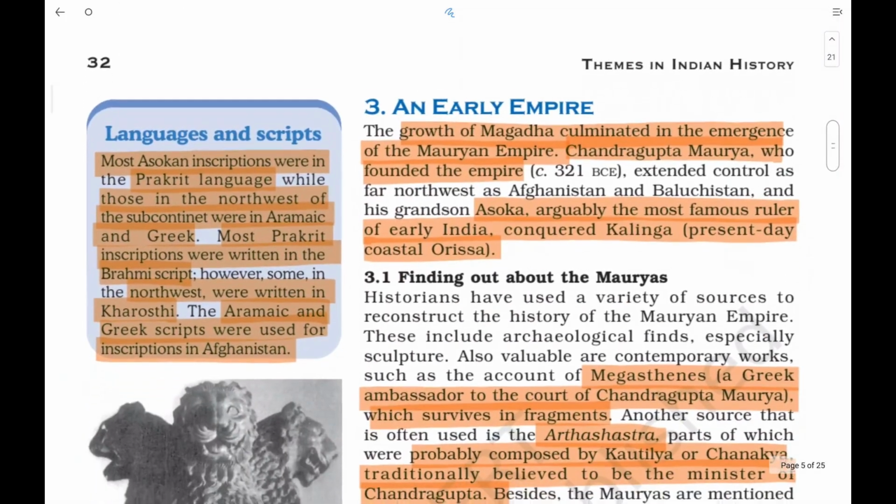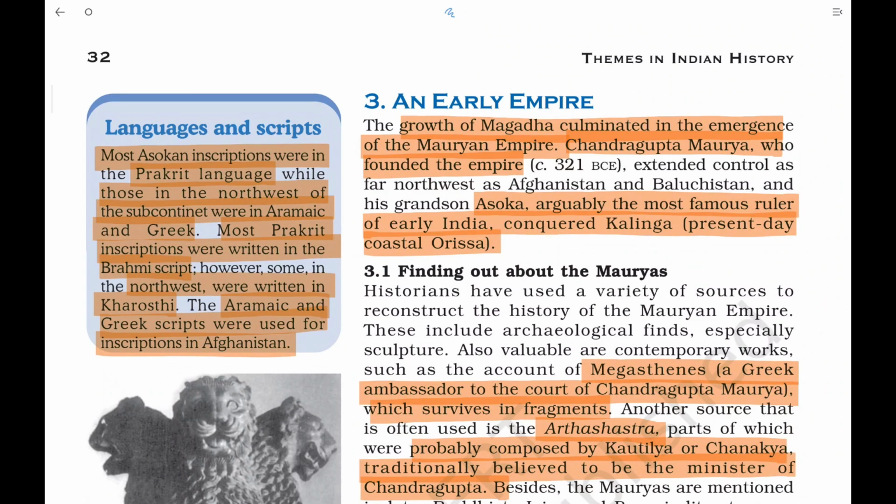Now, let us move from getting slight information about Magadha to the coming of the Mauryan Empire. The growth of Magadha culminated in the emergence of the Mauryan Empire. Chandragupta Maurya was the founder of the empire. Ashoka was the most famous ruler of early India, who conquered Kalinga, and this is mentioned in the 13th rock inscription of Ashoka. Most Ashokan inscriptions were in the Prakrit language, while those in the northwest were in Aramaic and Greek.